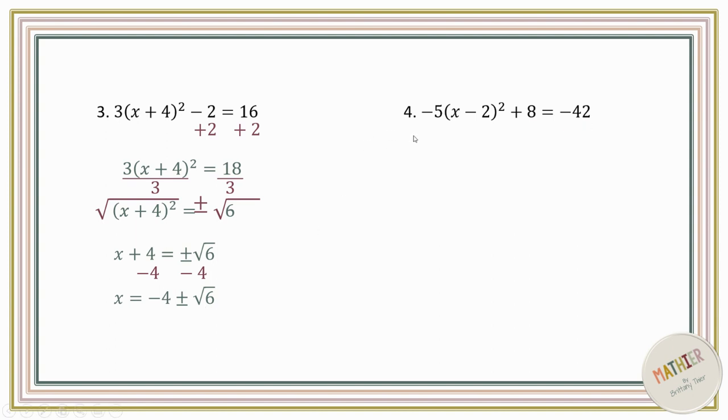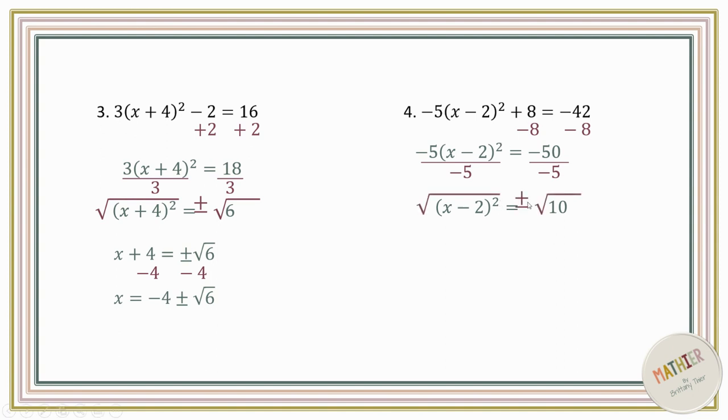For number 4, we want to get rid of everything outside of the parentheses first. So subtract 8 and then divide both sides by -5. And then to get rid of that square power, we take the square root of both sides, remembering plus or minus. 10 is not a perfect square, so we can't break it up into two separate equations because we're going to get irrational answers.